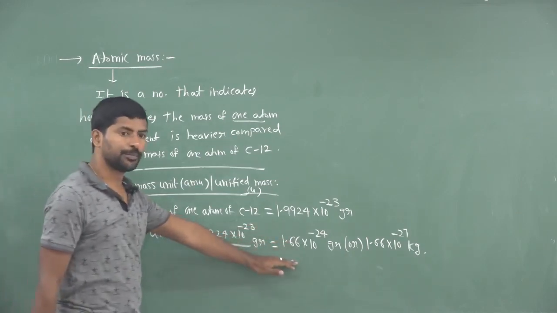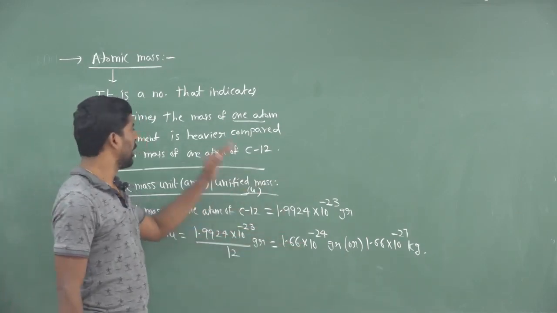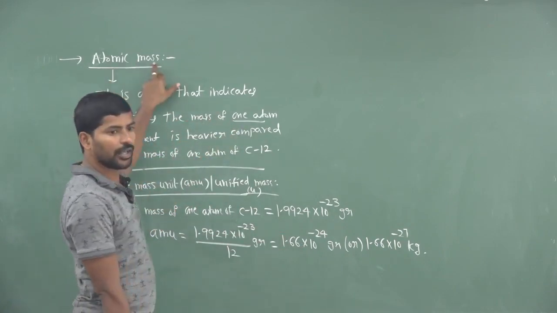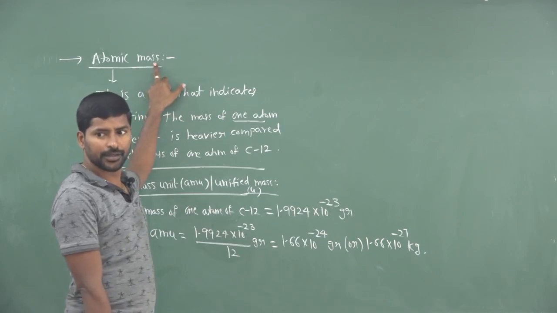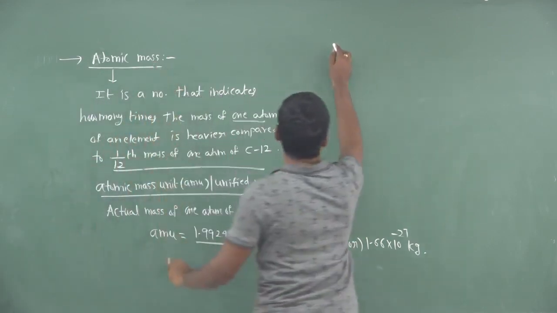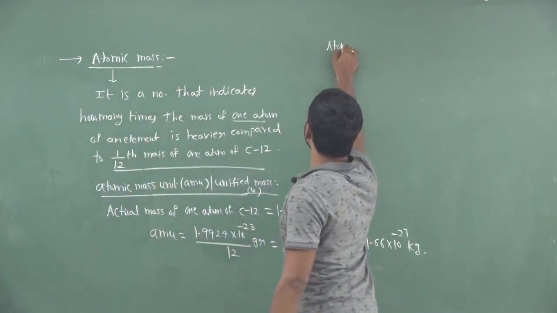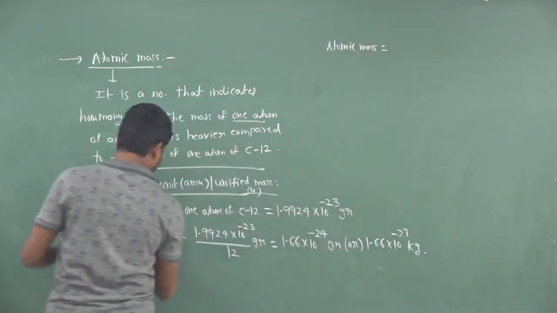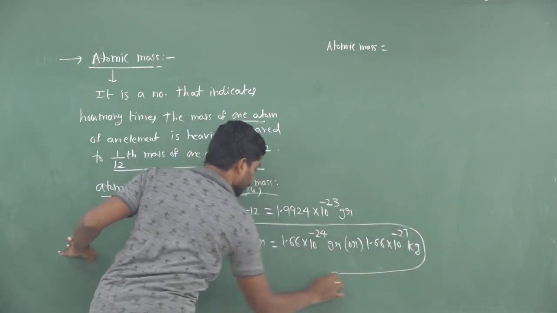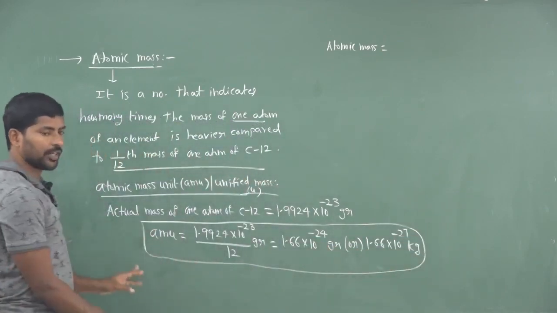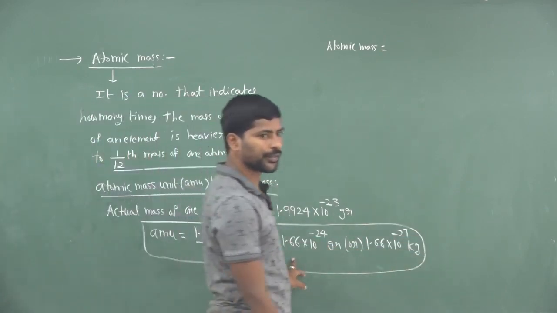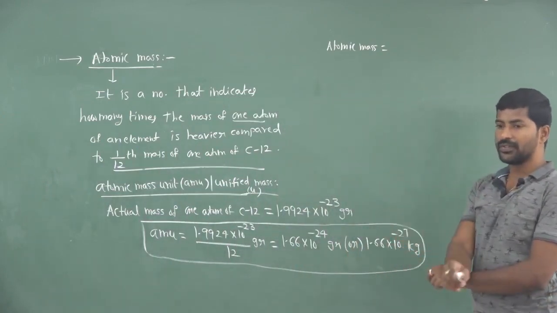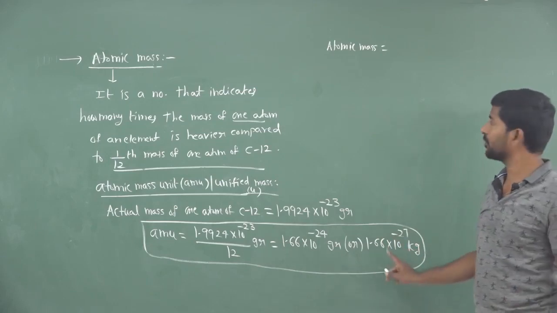So compared to this mass, how many times the mass of one atom of an element is heavier? That is called the atomic mass of that element. So the formula for atomic mass is... you remember the atomic mass unit value, and it is useful while we are solving problems. What is the atomic mass unit value? 1.66 into 10 power minus 24 grams, or in SI units it is 1.66 into 10 power minus 27 kgs.